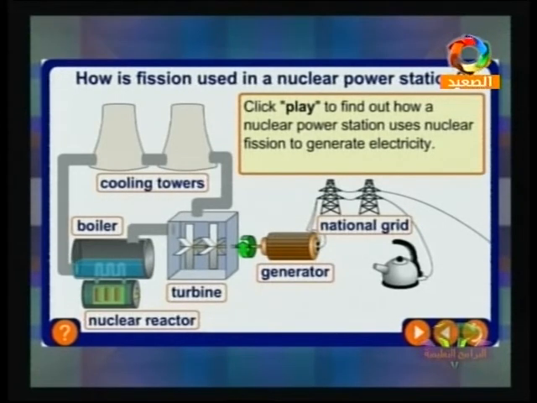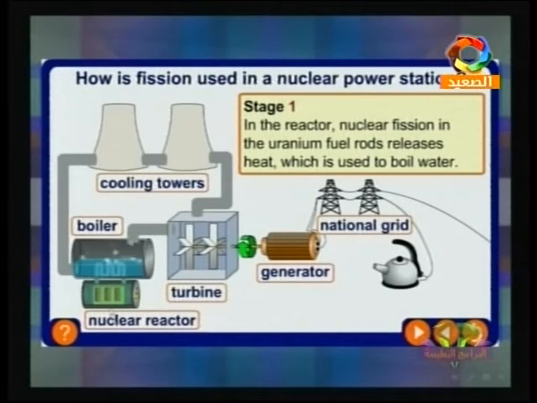As we said, we have the benefits of nuclear energy and we have the harmful effects of this type of energy. So we start with the benefits of this energy. Here we have the nuclear reactor, a boiler and cooling towers or cooling system, and here we have a turbine, a generator and the national grid. The national grid means buildings, factories, anything of this.